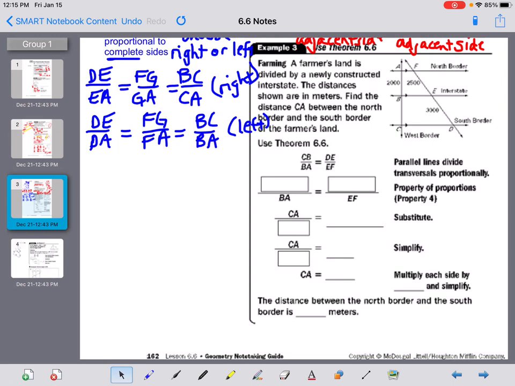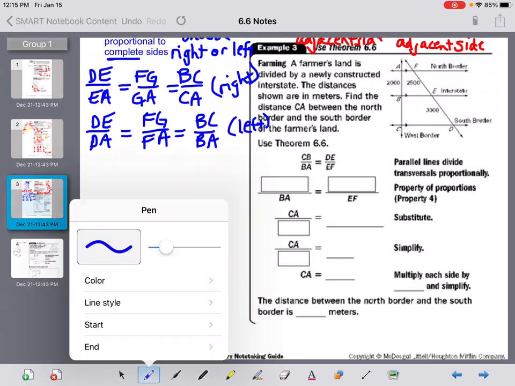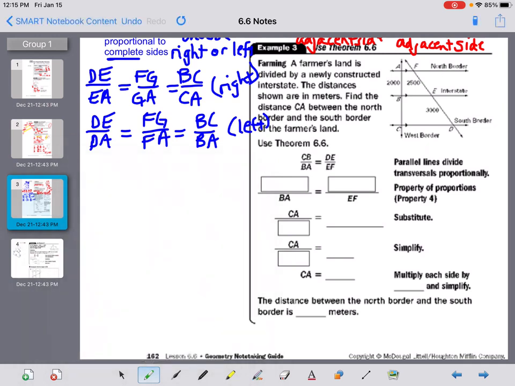So let's do example 3. A farmer's land is divided by a newly constructed interstate. The distances shown are in meters. Find the distance CA between the north and the south border. Okay, so one thing I want you to note right here from C to A, that's this whole thing. I'm going to be honest, I would rather put an X just on BC and find a small portion and then add it back on and find CA. It's just easier to set up, okay? Because I'm going to do that, I'm going to just kind of get rid of what they're doing and we'll do it our way, okay?